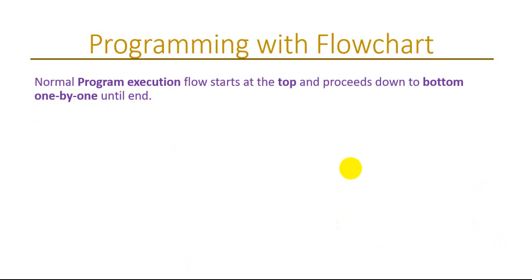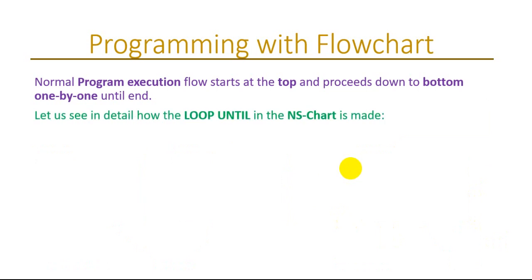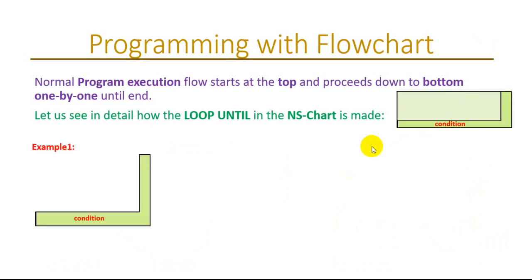So, let's see in detail how loop until works. Loop until is the other way around. So this is written like this. Now in this example, similar to the previous one, the only thing is the condition is here now.